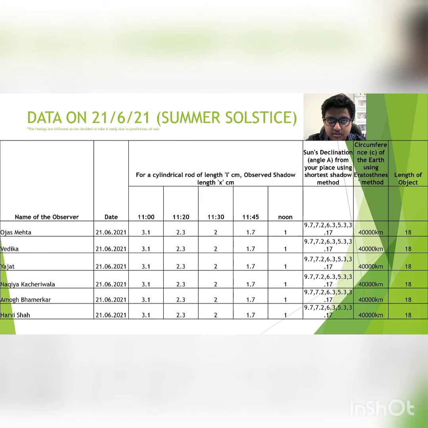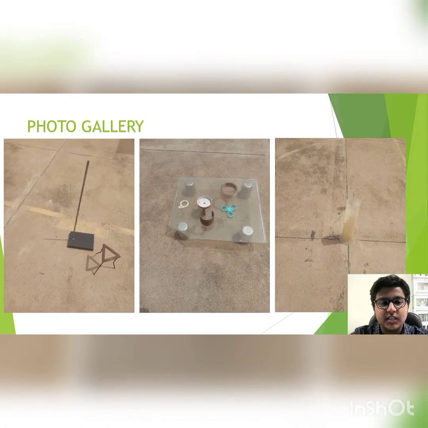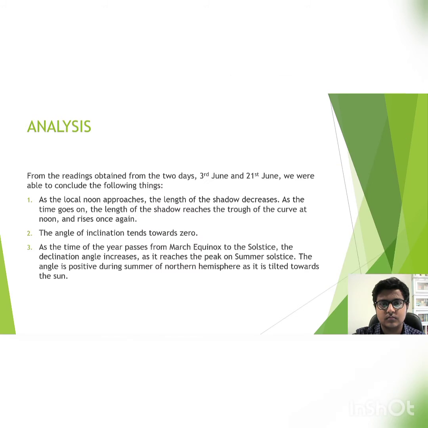These are our observations on 21st of June, that is, the summer solstice. I would like to mention here that most of the observations are before noon because there was a prediction of rain, and due to cloudy weather, we could not take observations at noon. Here you can see some of the photos of the setups and the apparatus we made on 21st of June.